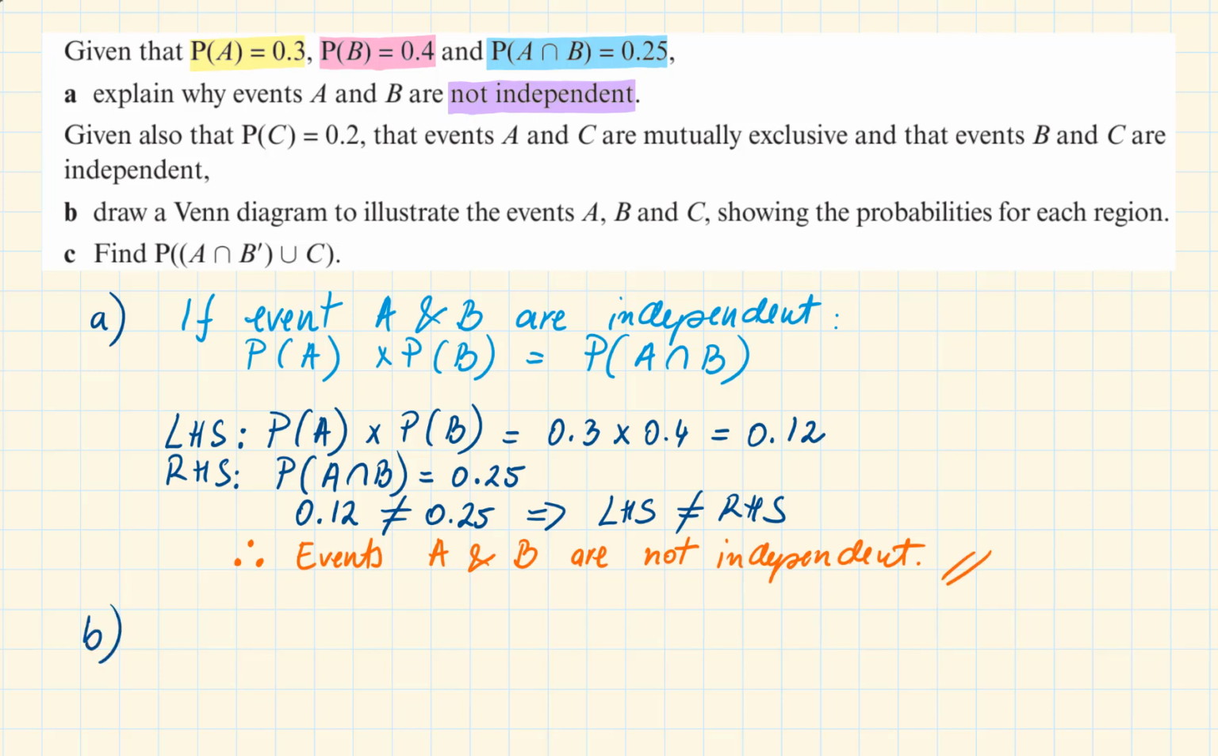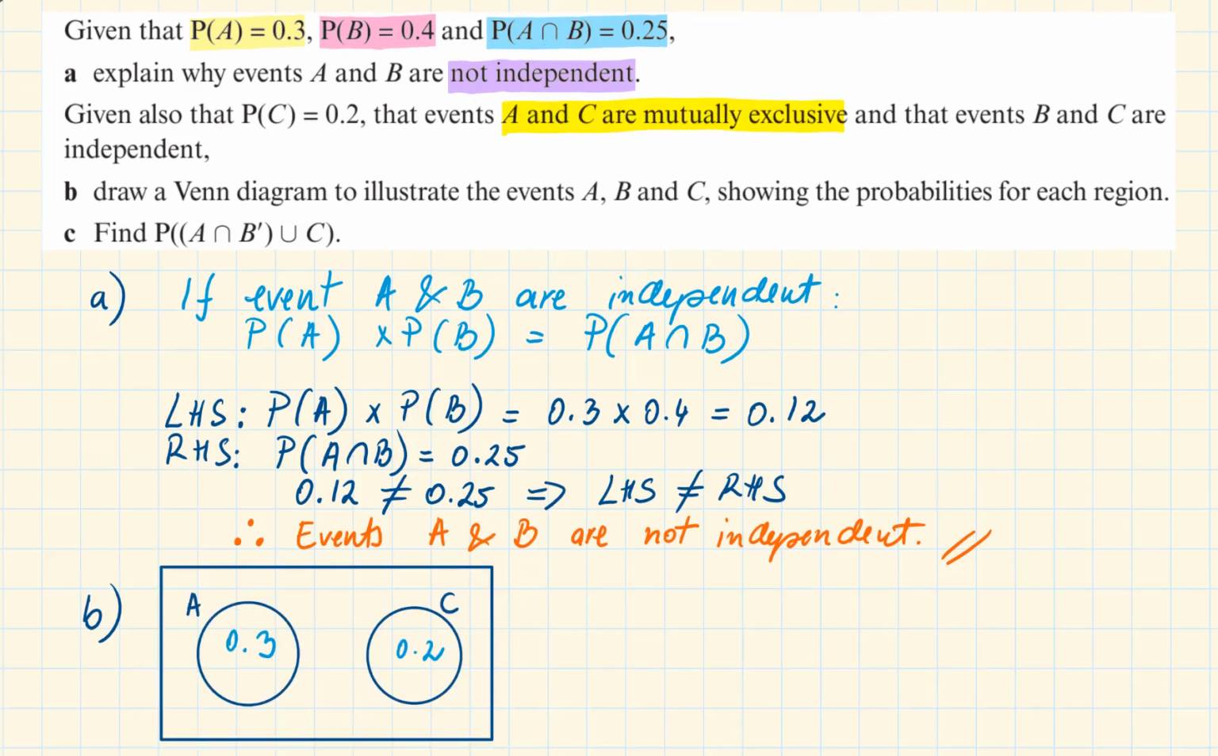Given also that probability of C is equal to 0.2, that events A and C are mutually exclusive and the events B and C are independent, draw a Venn diagram to illustrate the events A, B, and C, showing the probabilities for each region. We can start with A and C being mutually exclusive. So in a Venn diagram, it means that they will not have any overlap.